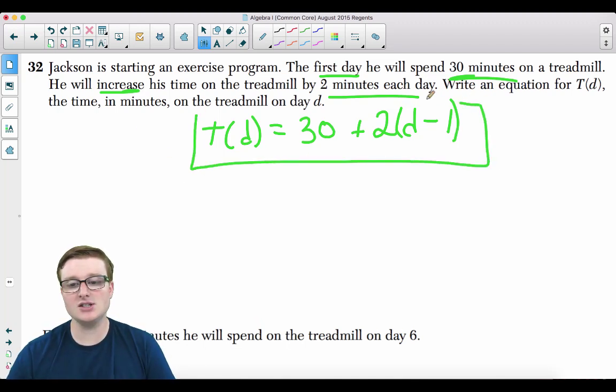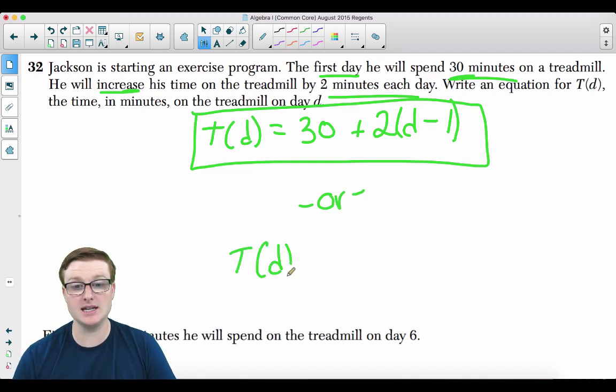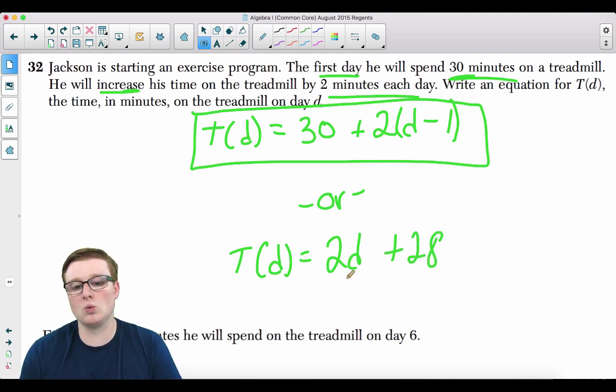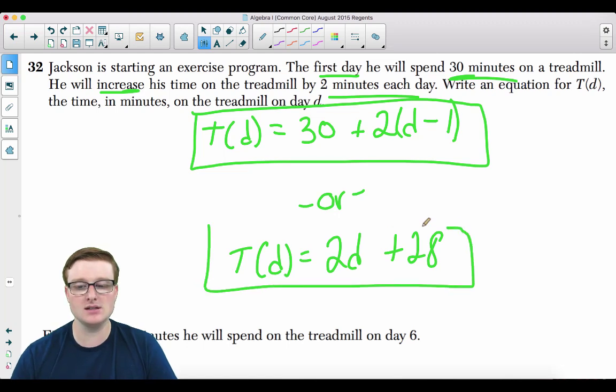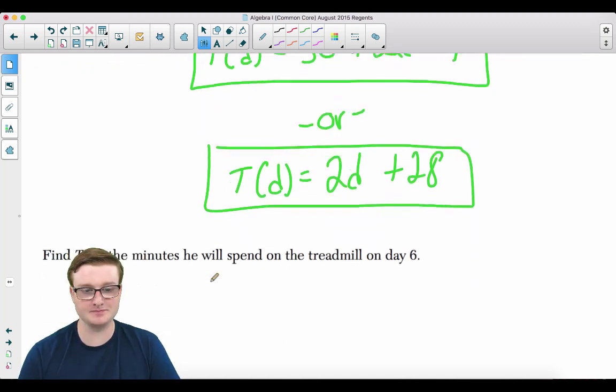You could write it as this, which I don't like, or you could write it as how I like it. t of d is equal to 2d plus 28, meaning that if you plug in the number 1 on the first day, that amounts to 30, and then if you plug in 2, then it amounts to like 32, and it keeps on going up. So either one of these is perfectly acceptable.